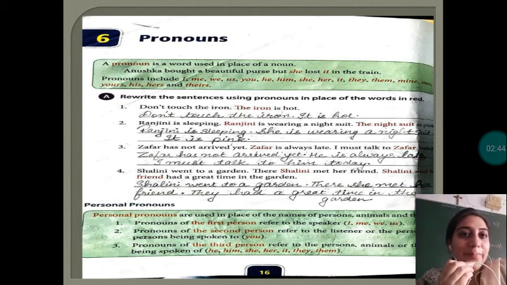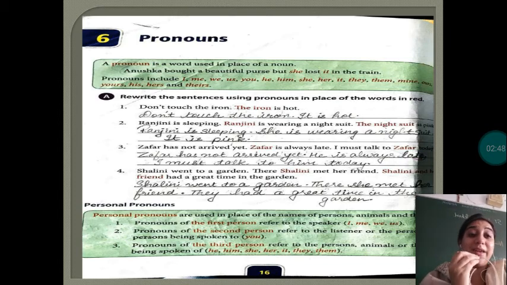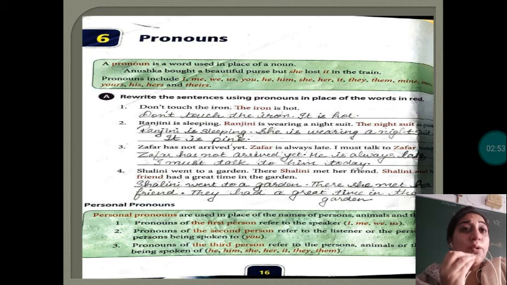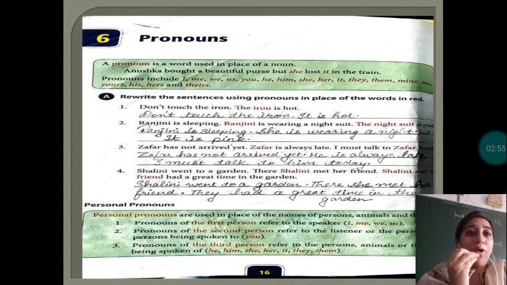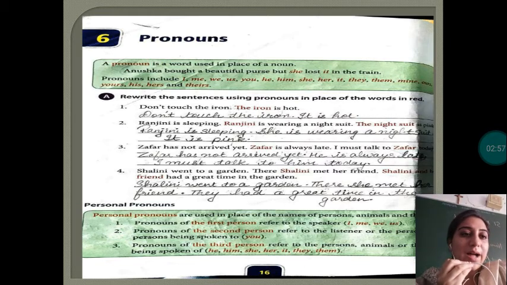So let's get started. Don't touch the iron, it is hot. So the iron is repeated again, the noun is repeated. So instead of the noun we will use a pronoun. Don't touch the iron, it is hot. Instead of the iron, it is hot.